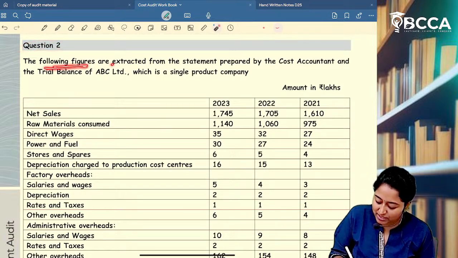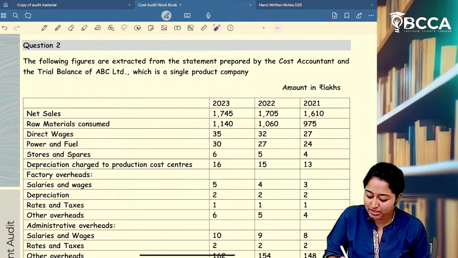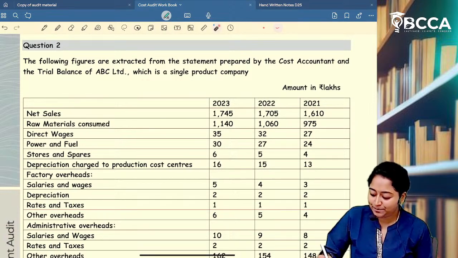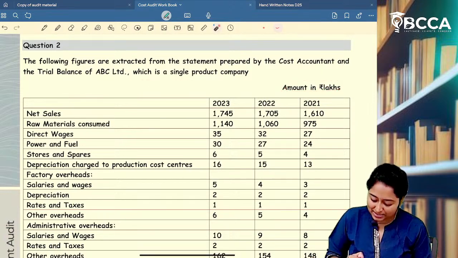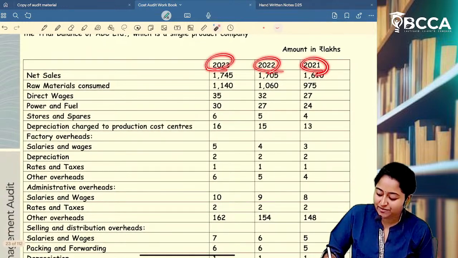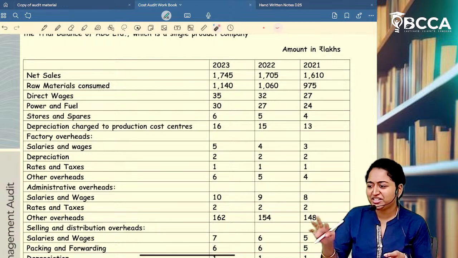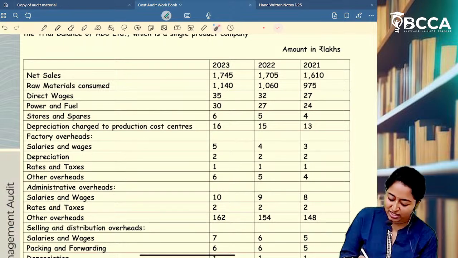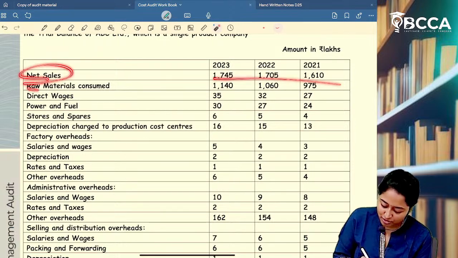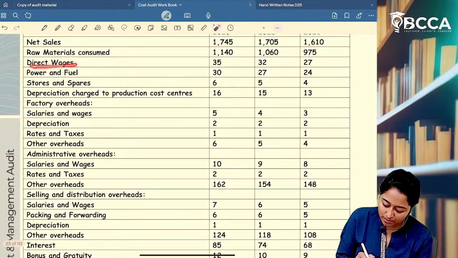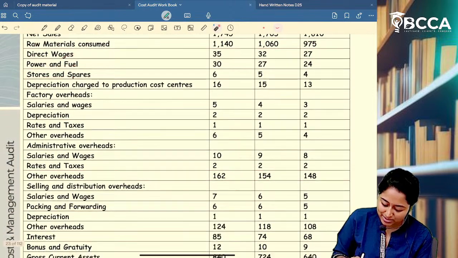The following figures are extracted from the statement prepared by the cost accountant and the trial balance of ABC Limited, which is a single product company, amount in rupees lakhs. For 3 years data is given here. So far we have done only for 2 years. Here 3 years. That's it. No difference. Net sales given, raw materials consumed, direct wages, power and fuel, stores and spares.